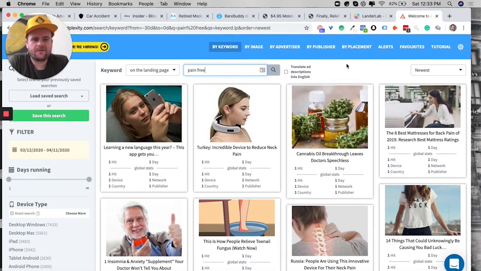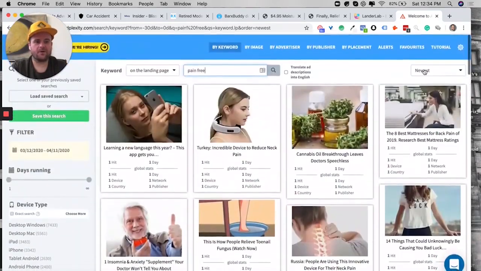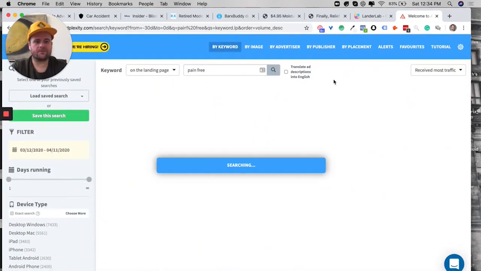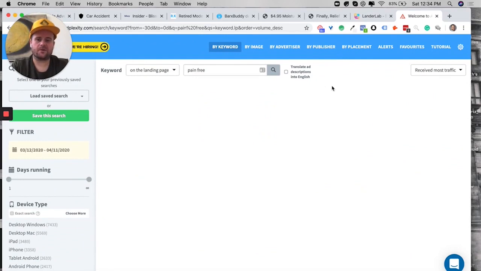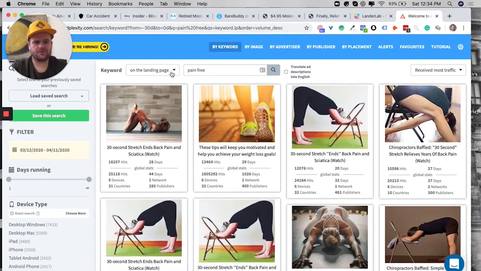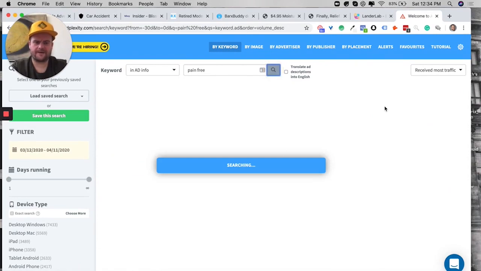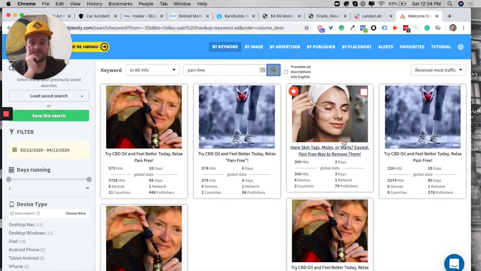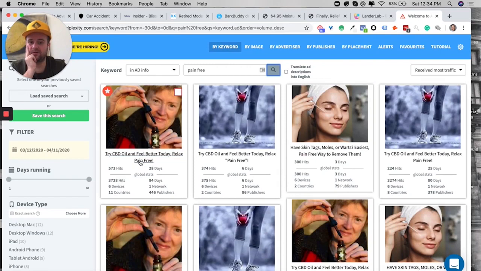But native is where the advertorials thrive. You don't need them, but that's where advertorials do really, really well, in the native space. That's where you see most of them. So I'll go through here, I'll search, and I'll look for most received traffic, and I'll do landing page, or also do the ad. I want to see if people use the words pain free in the ad. I think they do. I think it's very possible. Oh, there we go. Interesting.